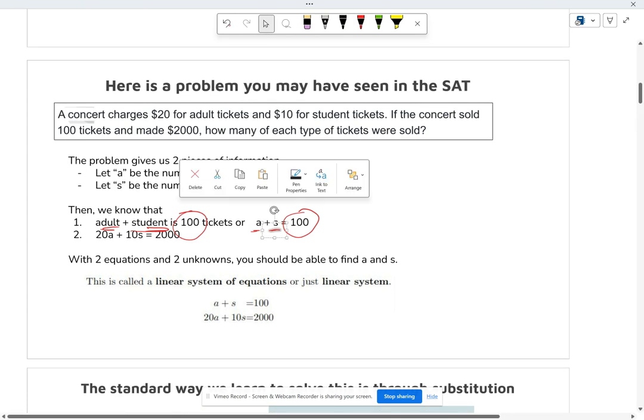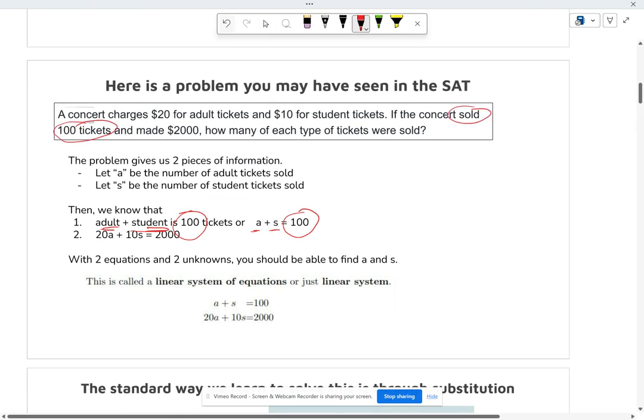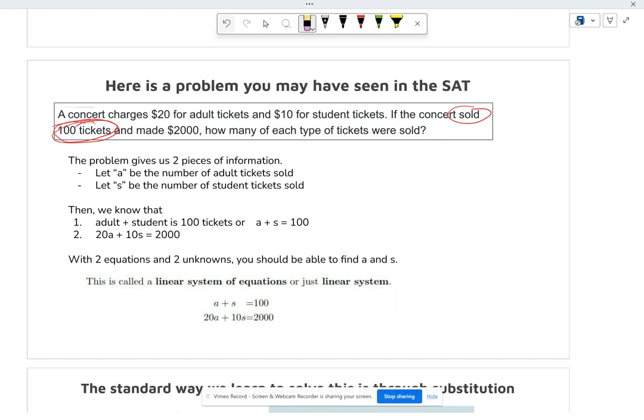Now, if you remember, it said it right here. The concert sold 100 tickets. So that's one piece of information that we have. Next, we know that it made $2,000. So the number of adult tickets times 20, the price, and the number of student tickets times 10, the price, total is $2,000. So now that we have two equations and two unknowns, we can essentially solve them.